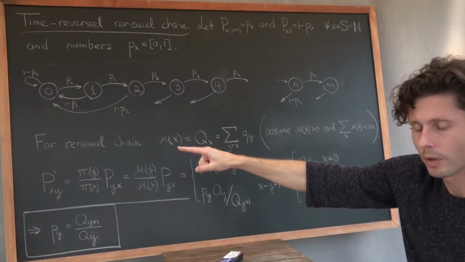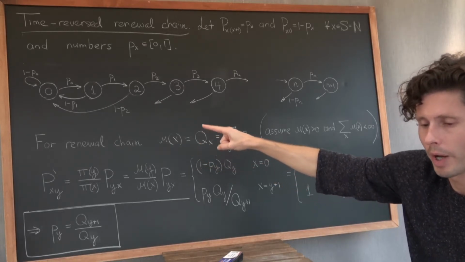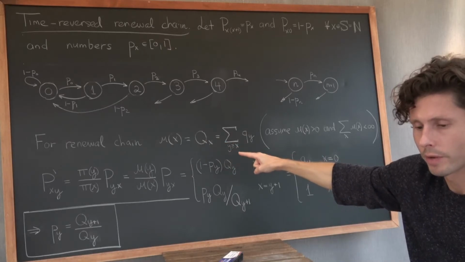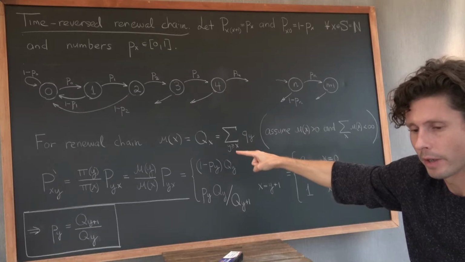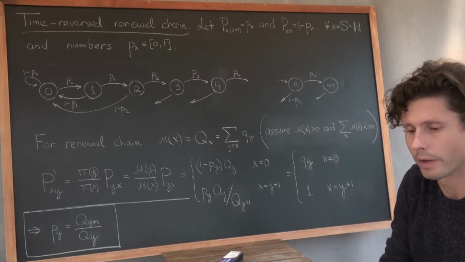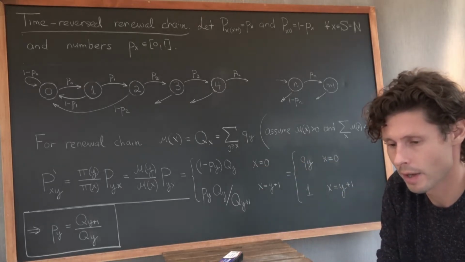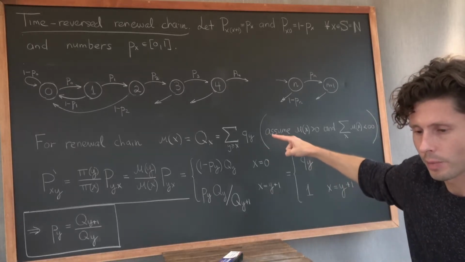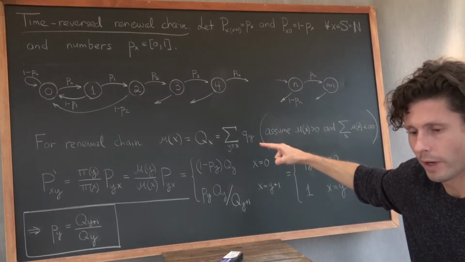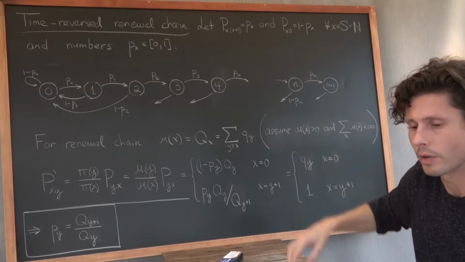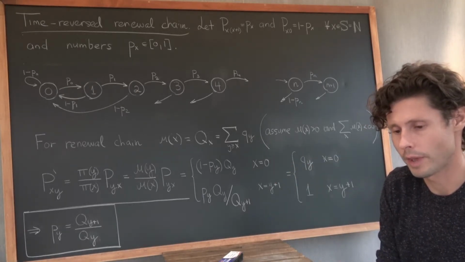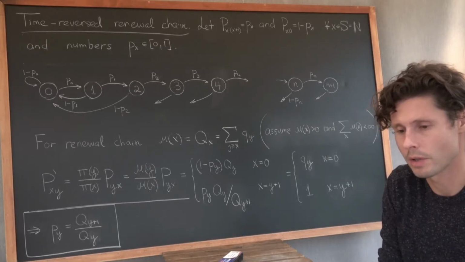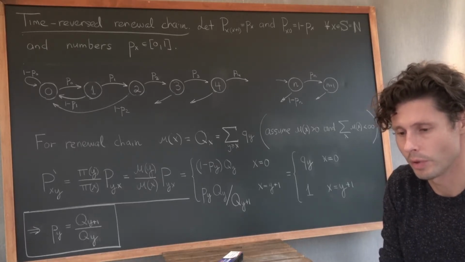So I'm going to denote mu x by big Qx, which was, if you remember, the sum over the little qy's for all y greater than or equal to x. This expression is what we verified before in lecture to be the stationary measure of the renewal chain, and if that was the case, it must also be the stationary measure of the time reversed renewal chain.